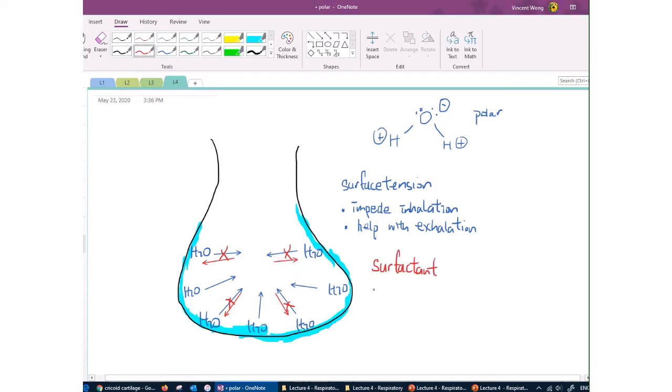Okay, so surfactant will help with inhalation by breaking the surface tension, but having too much surfactant is not necessarily a good thing because it will interfere with exhalation. Okay, so you have to have the right ratio of surface tension and surfactant in order for breathing to occur properly.